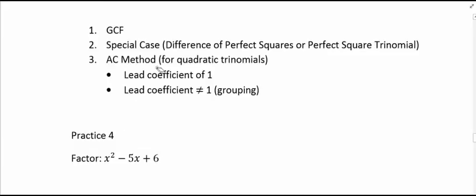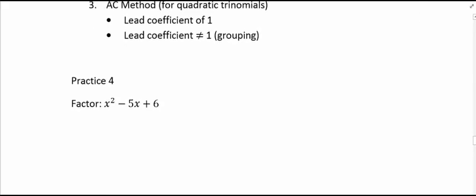So we know we have to use the AC method here. And the lead coefficient is 1, and so this is going to be the quicker of the two AC methods. When I use the AC method, I always have to multiply A times C regardless of whether I'm going to be grouping or not. We won't be grouping here. This is the quicker of the two methods. But all I'm doing is listing out my A, B, and C terms.